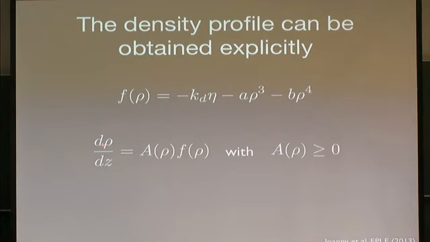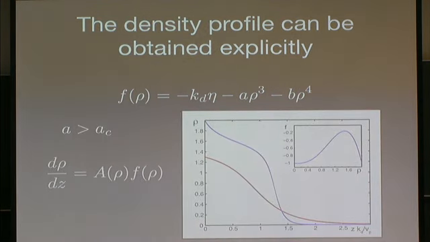derivative, so that the slope of the density can be expressed as a function which depends only on rho times this f of rho, where a of rho is always positive. So all the interesting parts here, and that is the sign of d rho by dz, are really determined by f. And so let's see what we get.